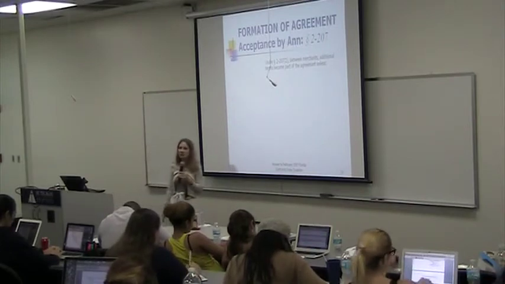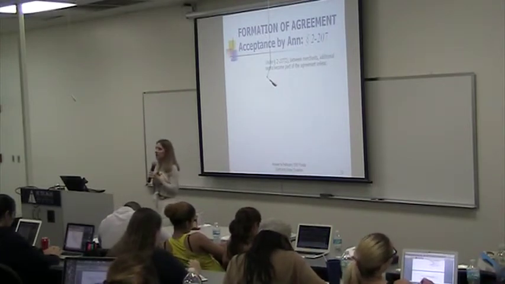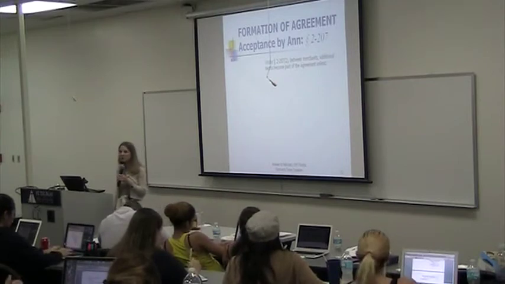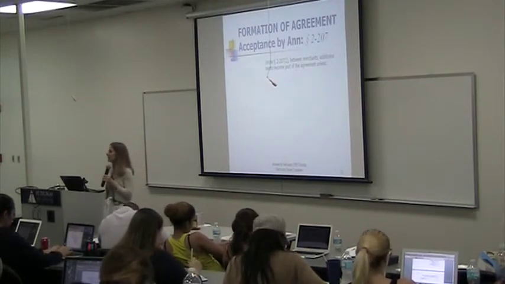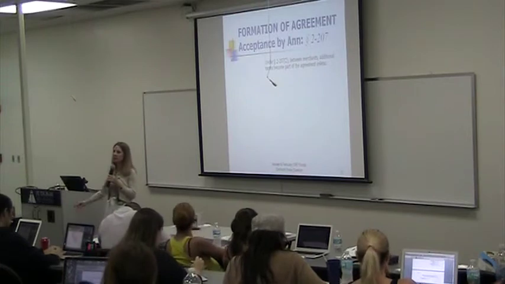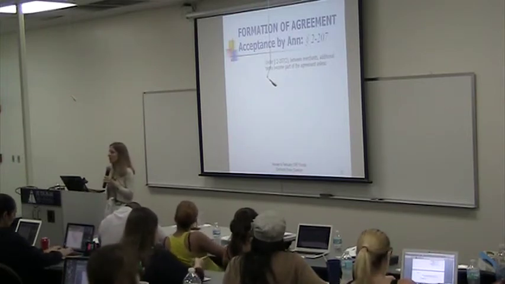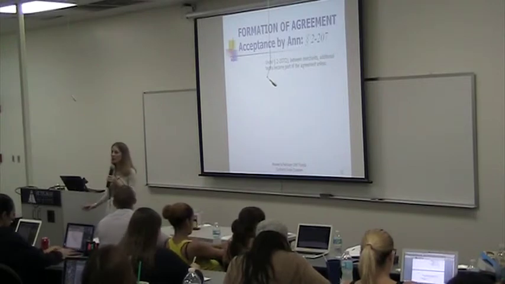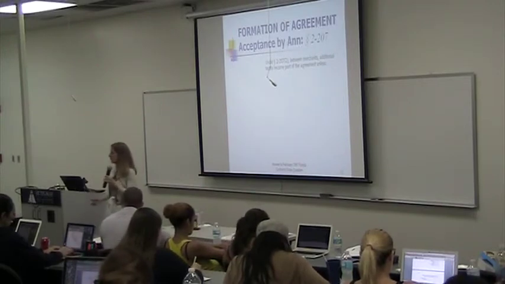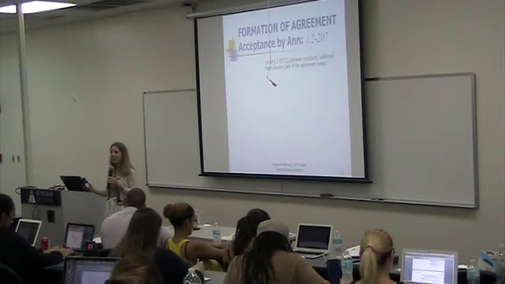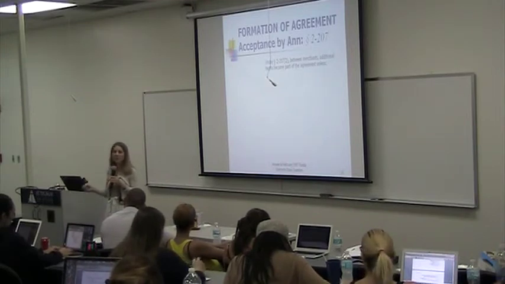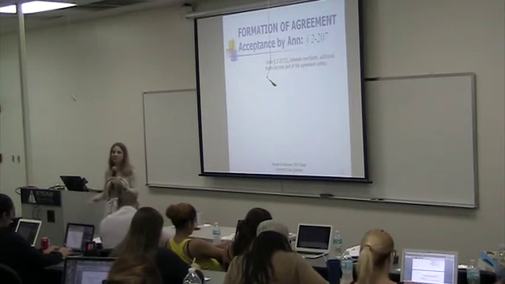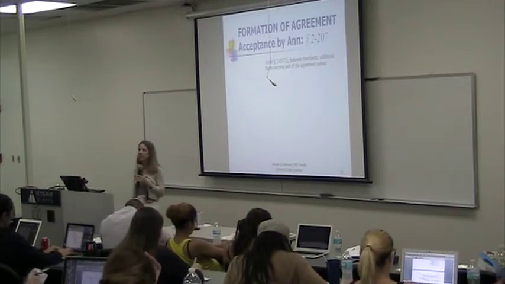So if you have different terms, for example, suppose that the offer says delivery within 15 days and the acceptance says no, delivery within 10 days. Different terms. They're going to knock each other out, which means they're both gone. And if they're gone, what do we do? We default to what? The code gap fillers. And in this case, the code gap filler would be a reasonable time.